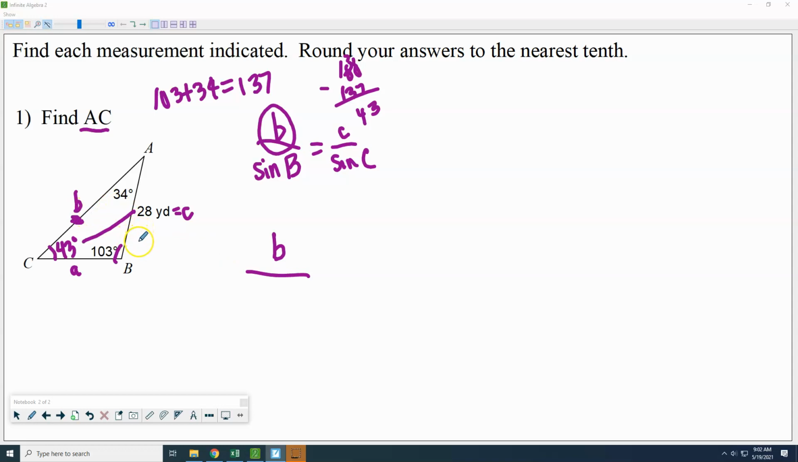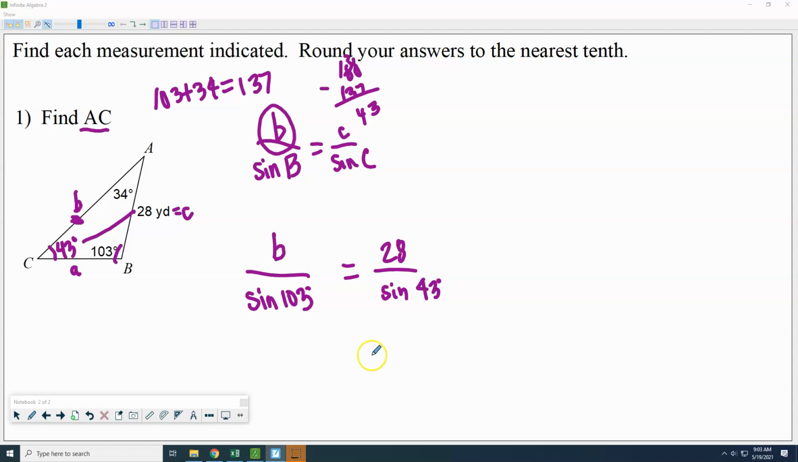Sorry, not what you're not looking for, what you are looking for. Put it on the top. And then I'm going to put that over the sine of the angle across from it. So sine of 103. And that's going to be equal to side C, which is 28, over the sine of the angle across from 28, which is 43 degrees.